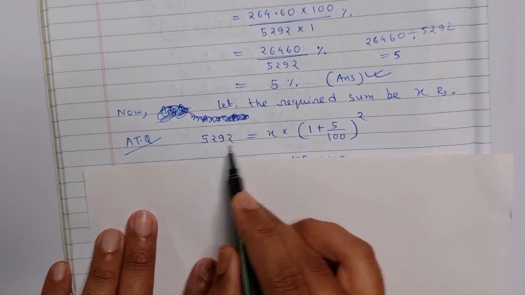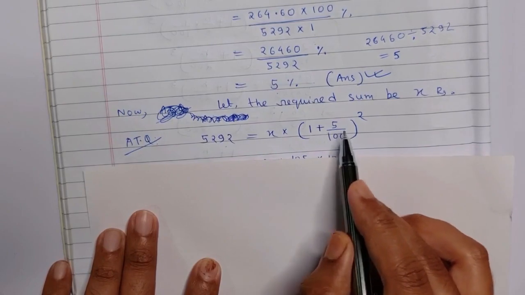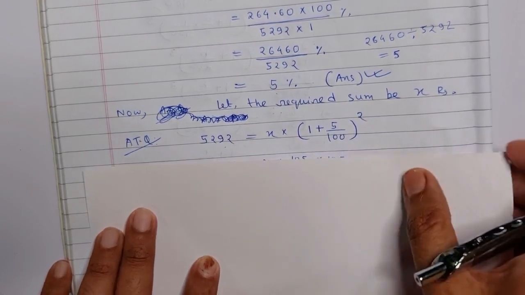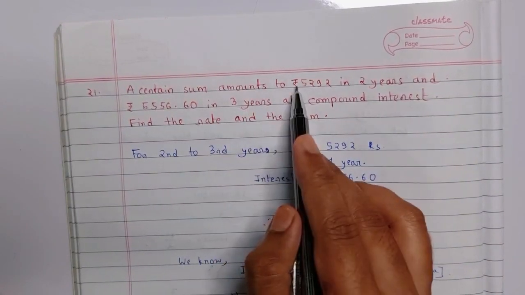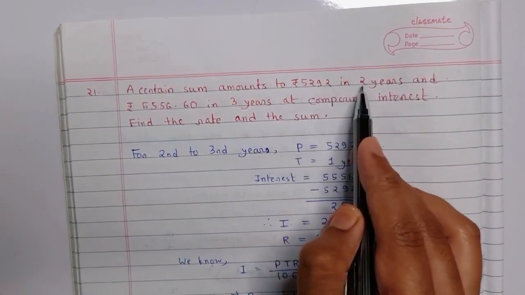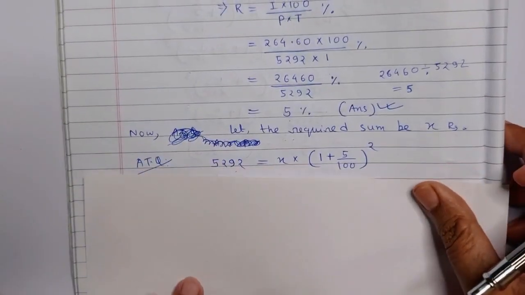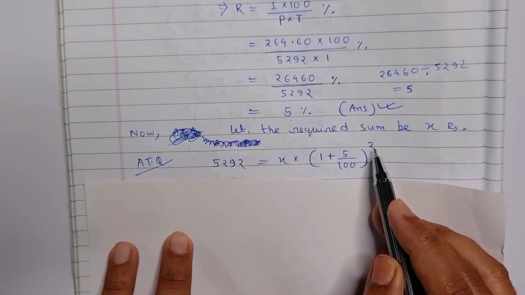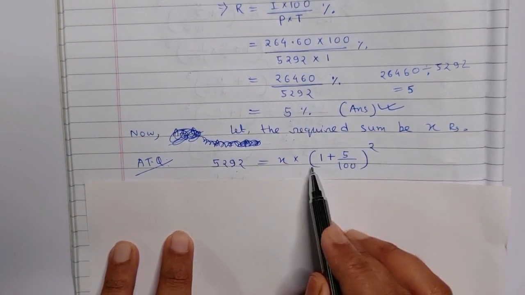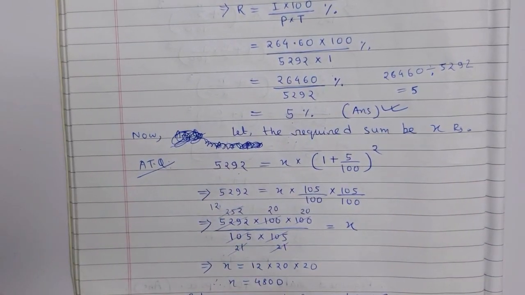5292, the amount after 2 years, is equal to X multiplied by (1 plus 5 by 100) whole square, because in the question it was written that a certain sum amounts to, this is the amount after 2 years, and that is the reason I am putting a whole square here. I hope you understood. Because it is after 2 years, there is a whole square. Now let's simplify and calculate it further.